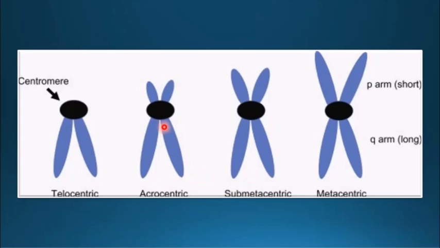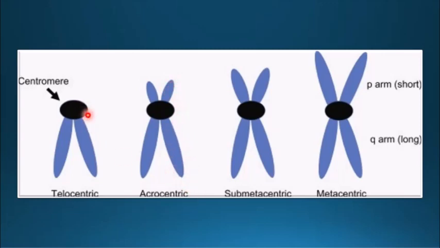Next is acrocentric. Here the centromere is near one end of the chromosome and it looks like the English letter J. One arm is much smaller than the other arm. Here you can see this arm is very small and this one is big.